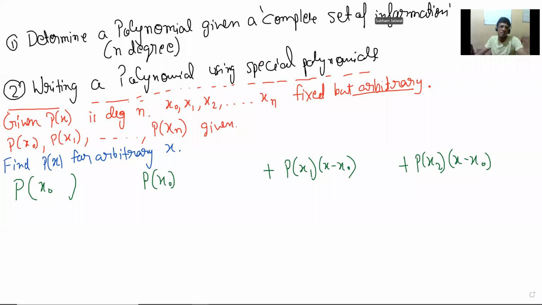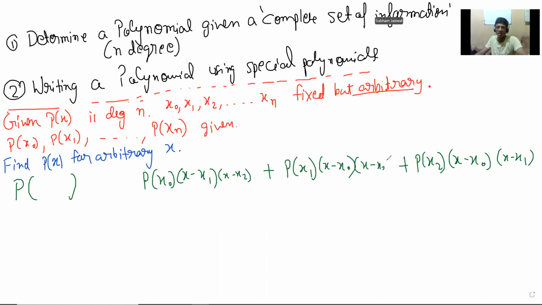Similarly, when you put x1, what do you want? You want the first and the third to vanish. Maybe I shouldn't be saying this, this is maybe for kids, but if I can say it, then it's fine. Then x minus 1, and similarly for x2, you want the first one and the second one to vanish.